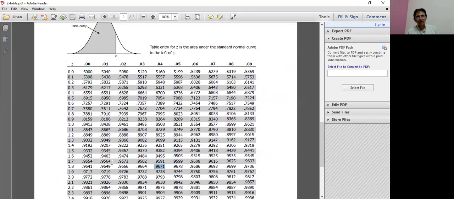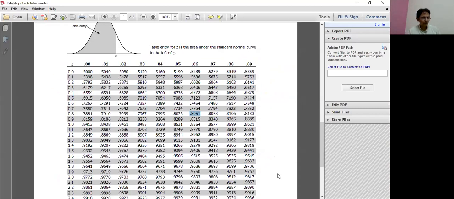0.86. So 0.86 means it is 0.8 and the seventh column it is 0.86. The answer it is 0.8051. So we write the answer.